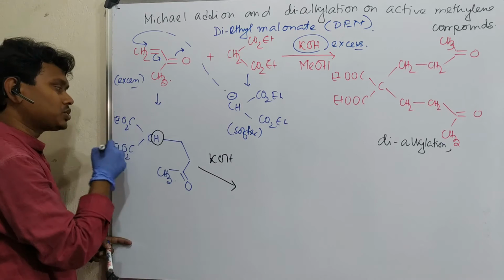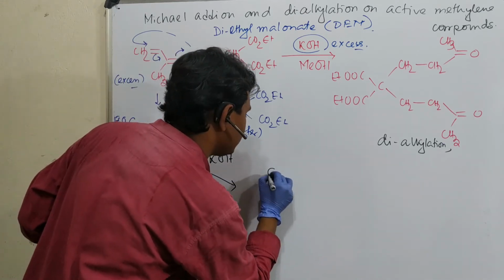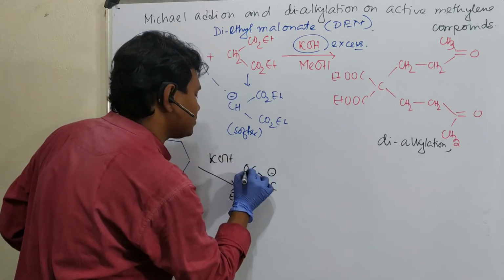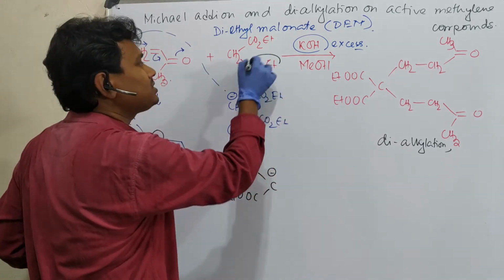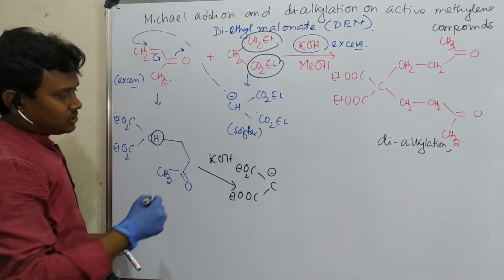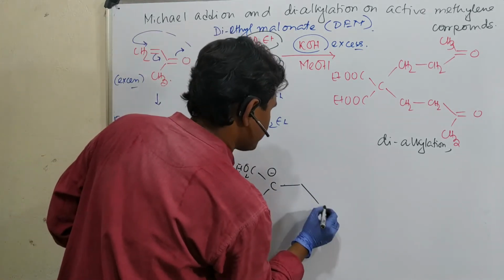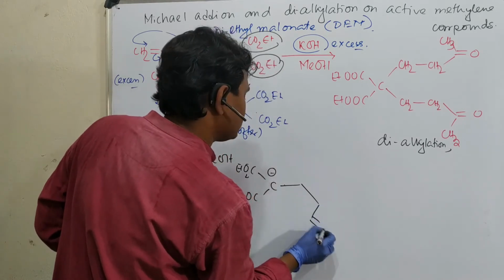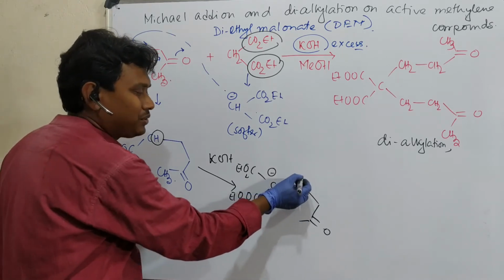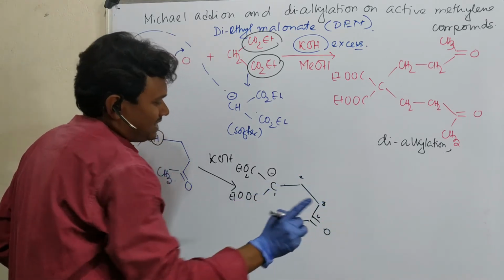This proton will be abstracted and it will remain, and this negative charge is resonance stabilized by these two groups, like the first case here. Okay, so this is the thing. Now don't be confused. This is 1, 2, 3, 4.